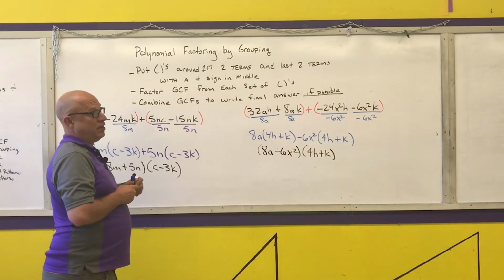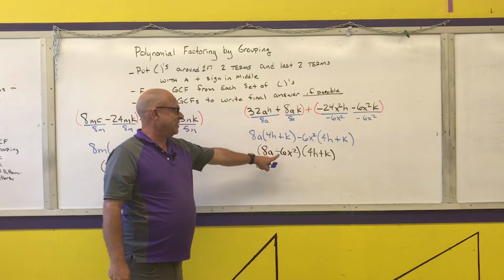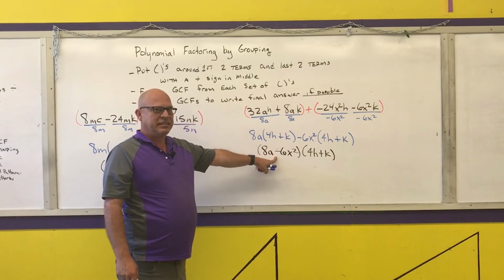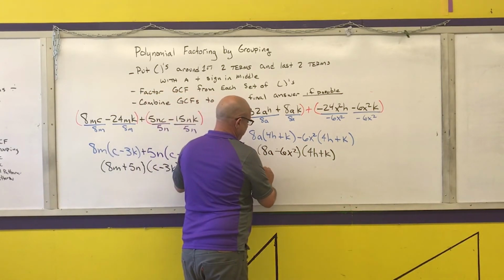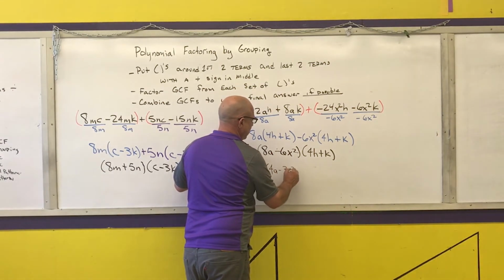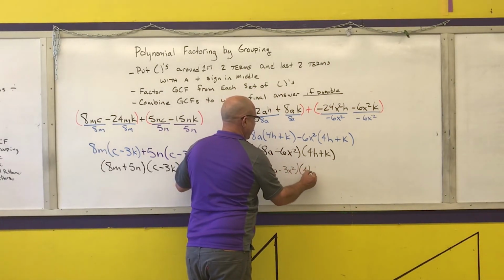Now here's one thing I want you to notice. I can still pull a greatest common factor out of this left group. I can pull a 2 out. So if I pull a 2 out, I'm going to be left with 4a minus 3x squared times the 4h plus k.